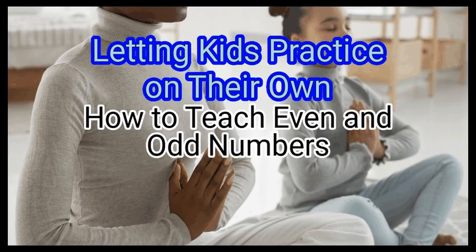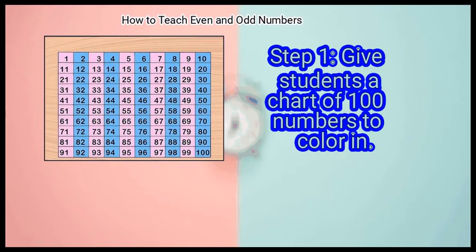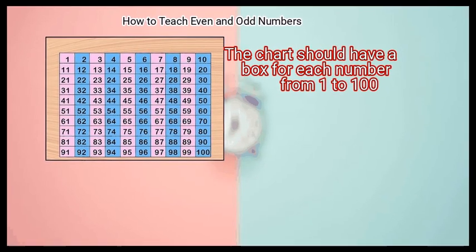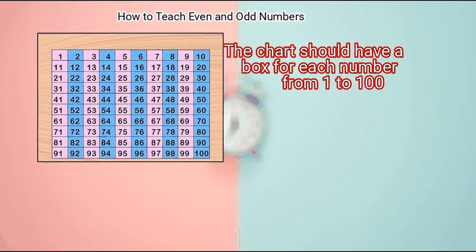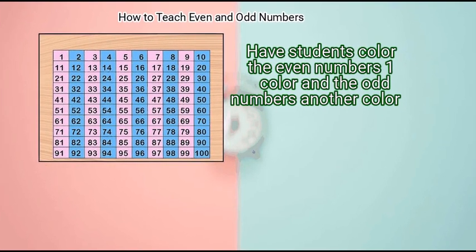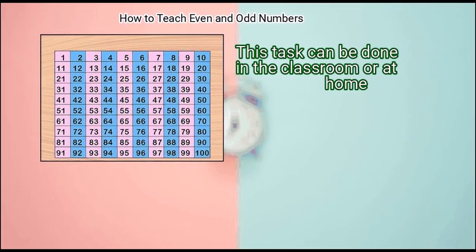Method 3. Letting kids practice on their own. First is give students a chart of 100 numbers to color in. The chart should have a box for each number from 1 to 100. Have students color the even numbers one color and the odd numbers another color. This task can be done in the classroom or at home.